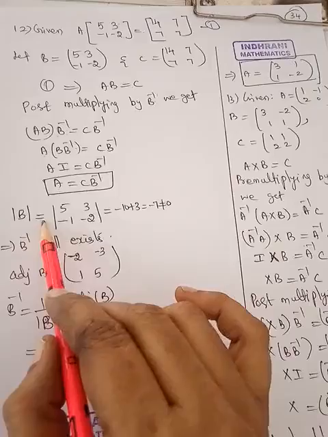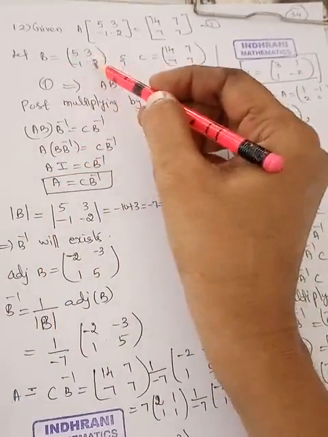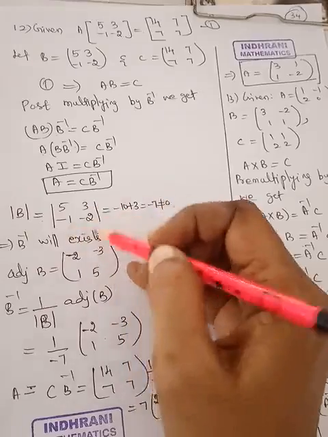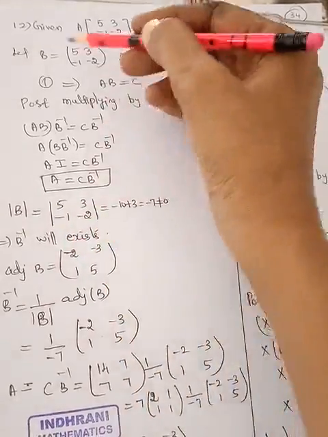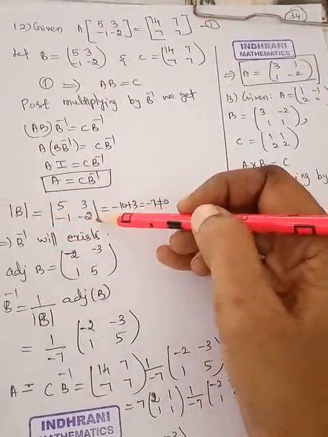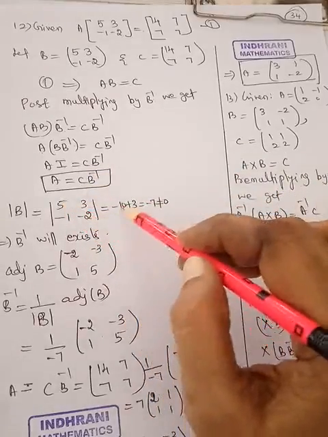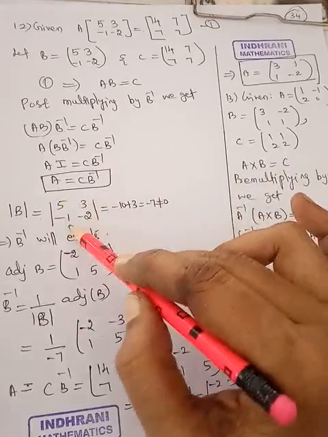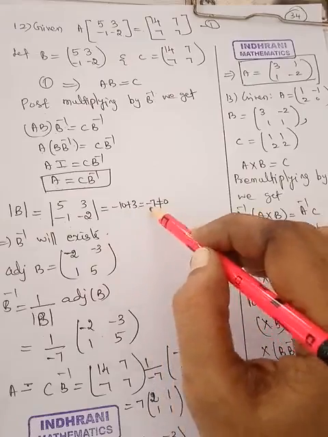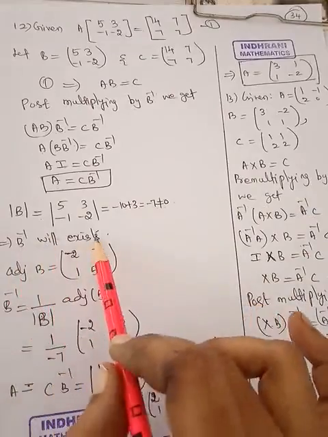Now, look at this B matrix. Determinant B is 5 into minus 2, which is minus 10. That is, I am taking the determinant of this matrix. We can write it in symbol; this is the notation for the matrix and this is the determinant notation. So, expand it: 5 into minus 2 is minus 10, 3 into minus 1 is minus 3, and already one minus is there, so plus 3. Minus 10 plus 3 is minus 7, which is not equal to 0. So, B inverse will exist.